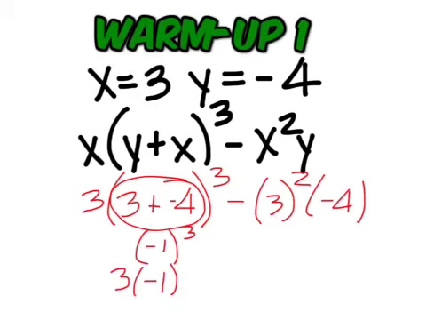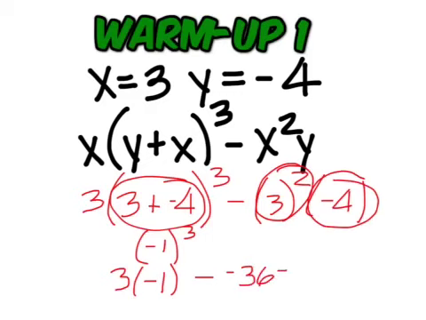And then multiply it by 3. On this back end, you're going to have 9 times a negative 4, so that's a negative 36. Negative 3 minus a negative 36 is the same as plus 36. So it should be 33.